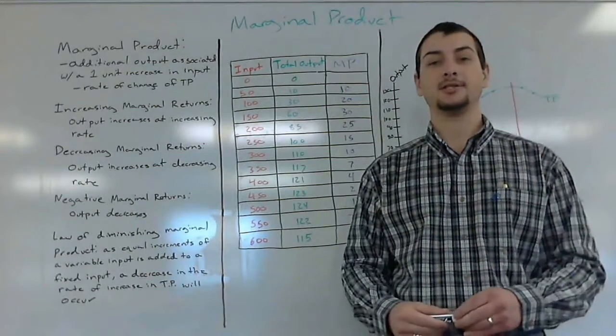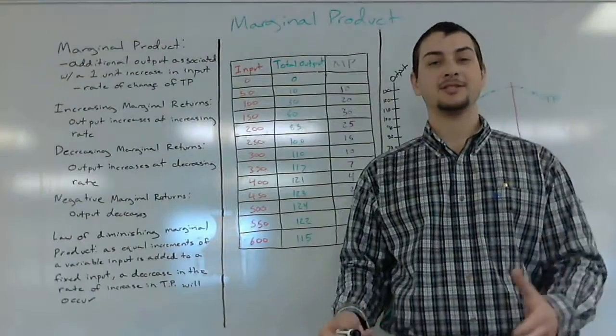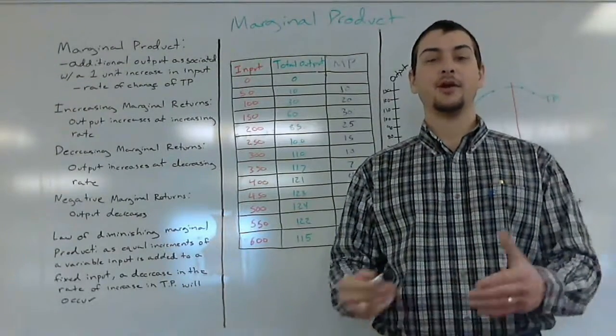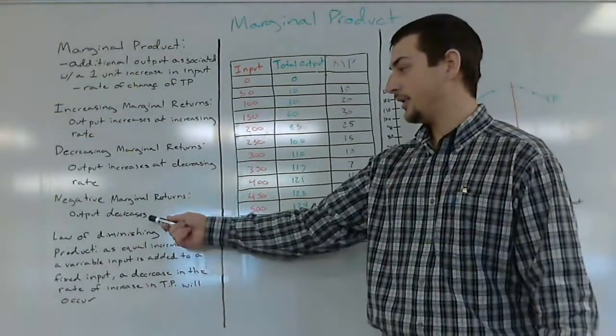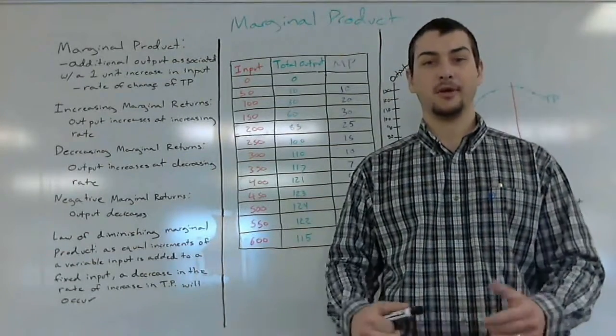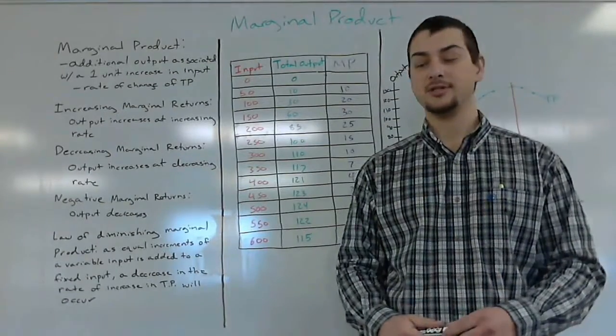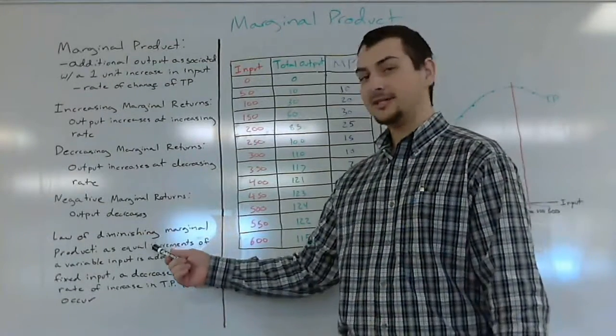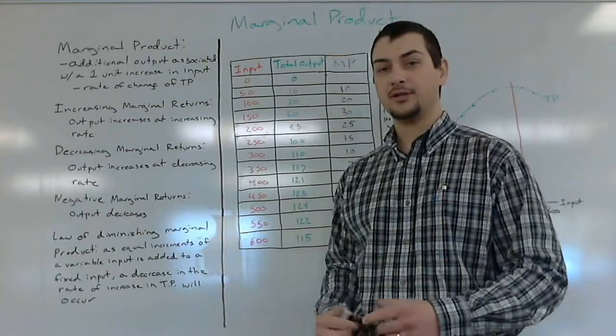This is whenever output actually decreases. So if we bring it back to that fertilizer example, we say that output actually decreases if we add too much fertilizer. Too much fertilizer burns the plant and the output decreases. So that all leads to the law of diminishing marginal utility.